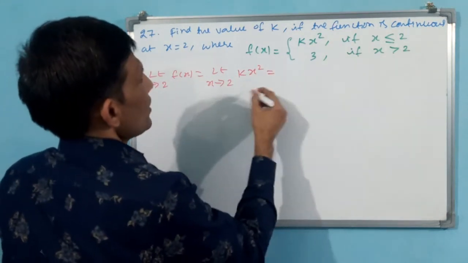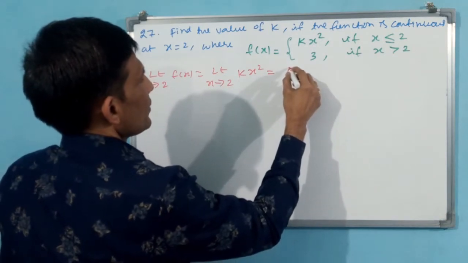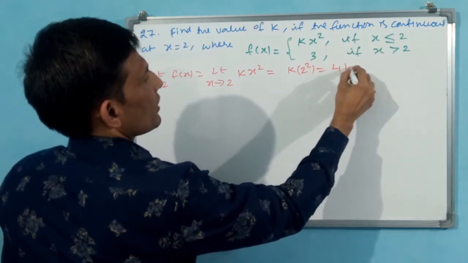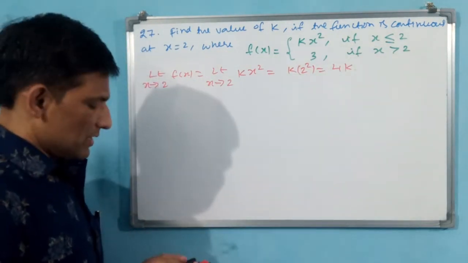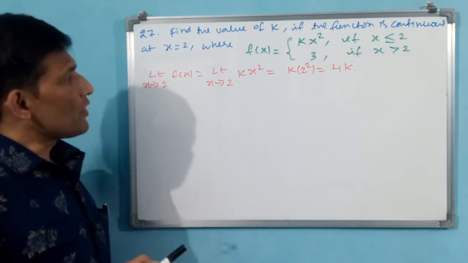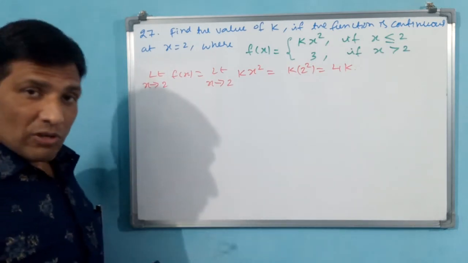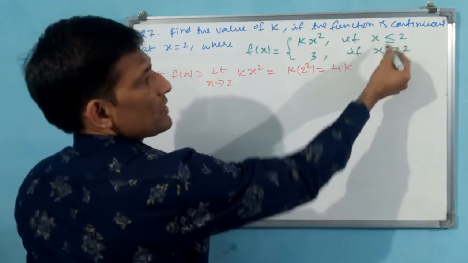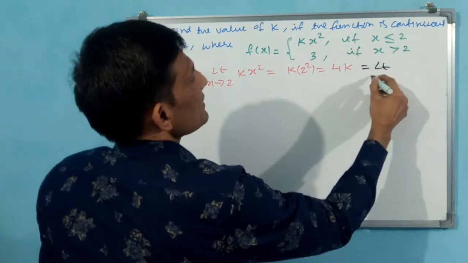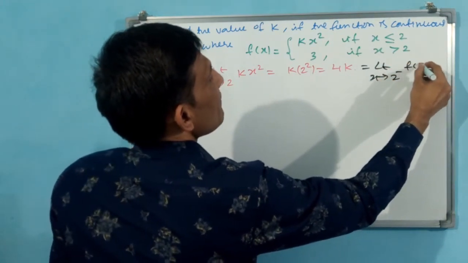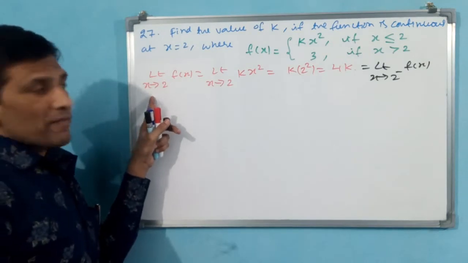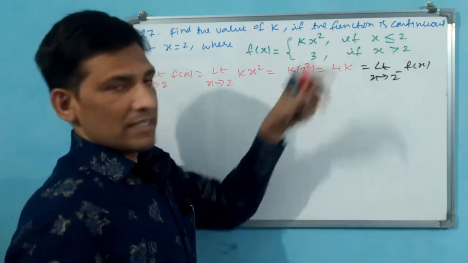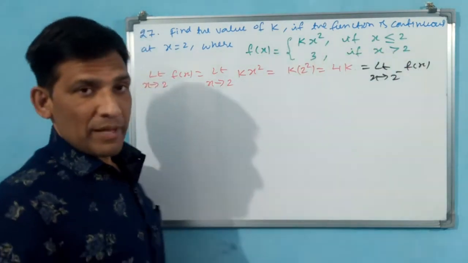That is equal to, now you apply limit, k into 2 square, 4k. Is it okay? Definitely okay. Okay, now what you are going to write? See, this is equal to left hand limit also. You see, left hand limit and main limit both are same here. If you see this, you can find limit x tends to 2 minus f of x. Limit x tends to 2 f of x, limit x tends to 2 minus f of x, both are same. Why? Because less than or equal to, both are same. Greater than 2 is separate.